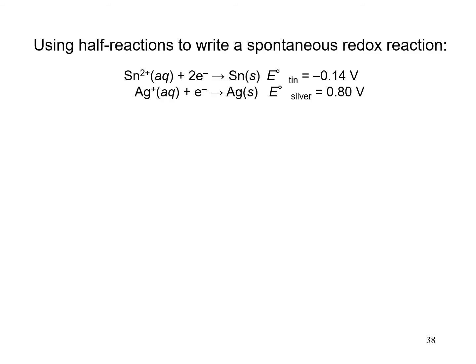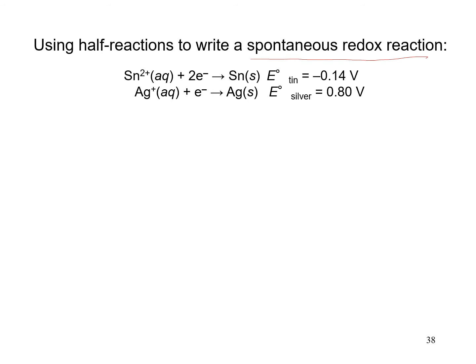Okay, let's try another question. It says, using half reactions to write a spontaneous redox reaction. These are the two reactions given to you. Using the half reactions to write a spontaneous redox reaction. The question is worded perfectly. The question is asked, can you write down the spontaneous redox reaction for this? So what would be the redox reaction? These values are given to you. Now, instead of looking in the chart, you can just look right here. This is given to you.